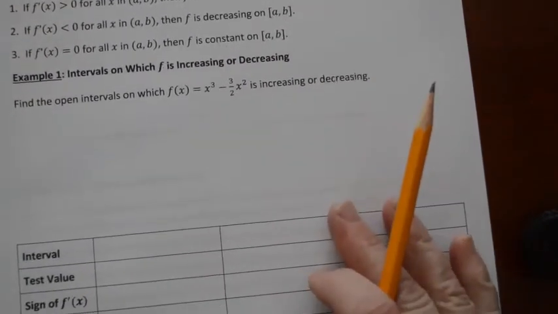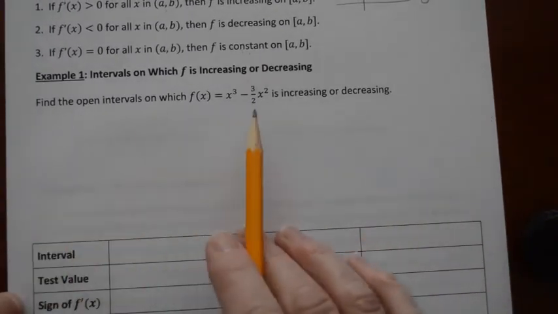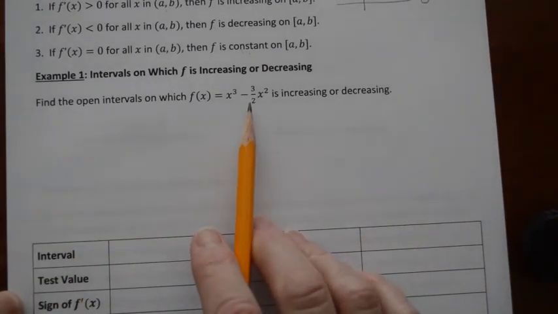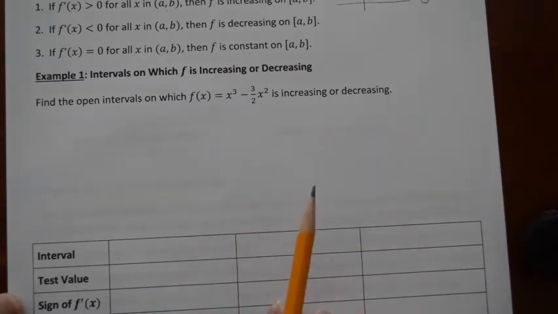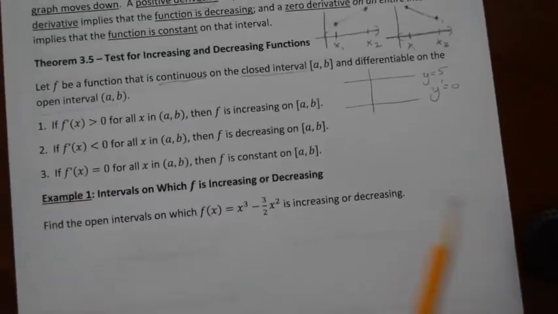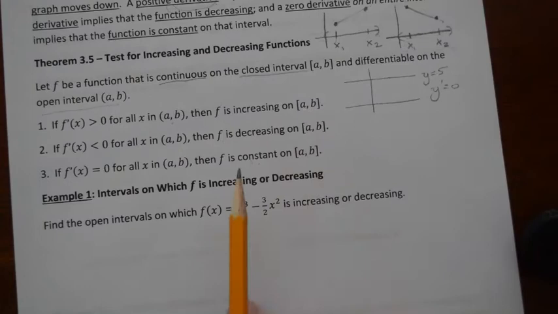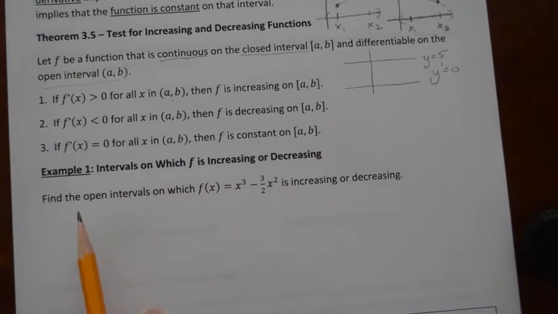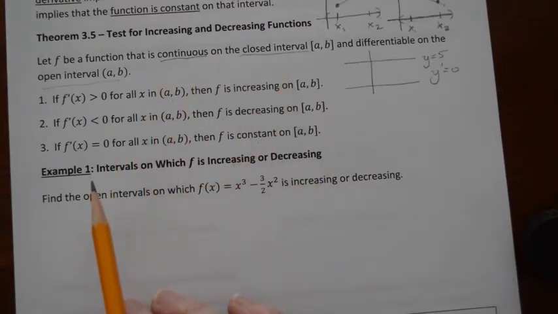All right, so then we've got an example here. Find the open intervals on which this function x cubed minus 3/2 x squared is increasing or decreasing. So what we need to do is use this theorem 3.5 and find out where the function's increasing, decreasing, and 0, but we're going to do that first by checking to make sure that the conditions are met, and then we're going to find out what the derivative is.